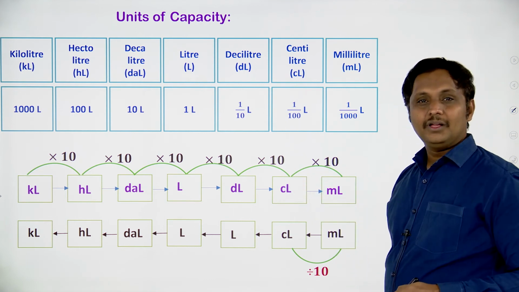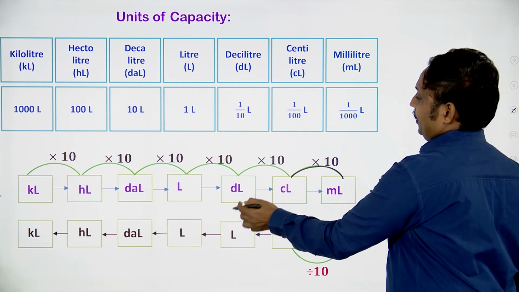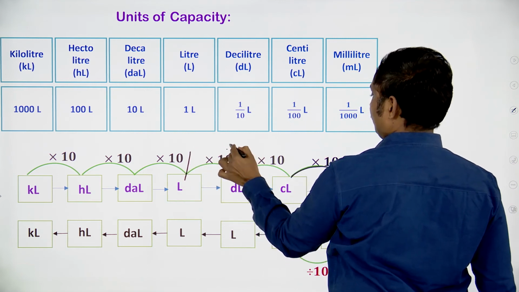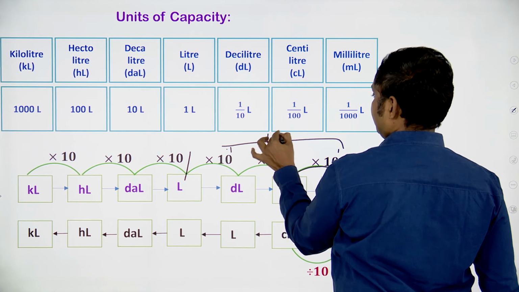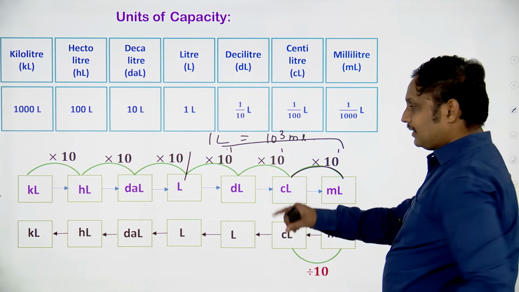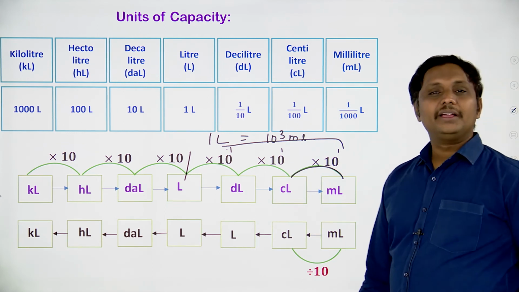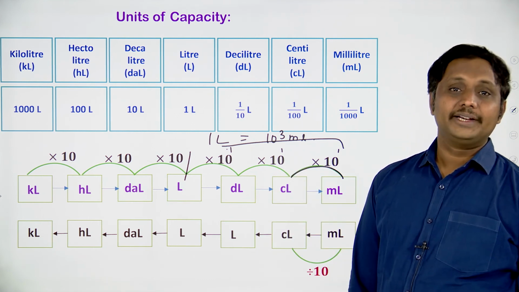1 centiliter is equal to how many milliliters? 1 liter is equal to how many? 1 liter is equal to 10 to the power of 3 milliliters. You just have to get this conversion. Like that, you have to practice it. This is going to be the submultiple, right?